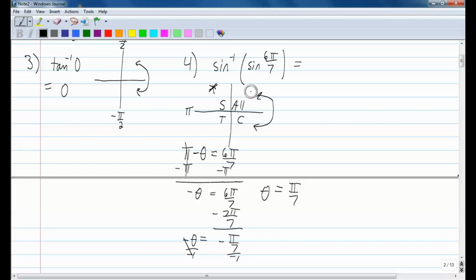That's the reference angle. That's the angle in the first quadrant. That's what I want to change it to. So the inverse sine of the sine of 6 pi over 7 is the same thing as the inverse sine of the sine of pi over 7. And now that that's between negative pi over 2 and pi over 2, the answer is just pi over 7.